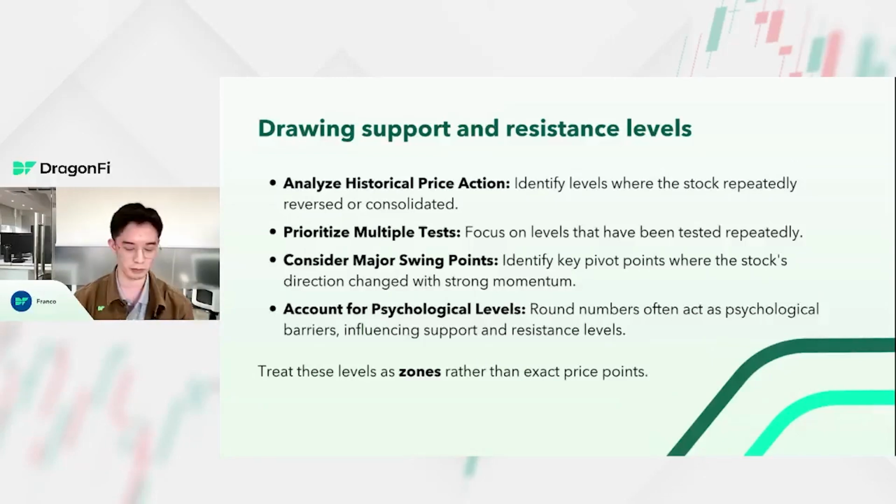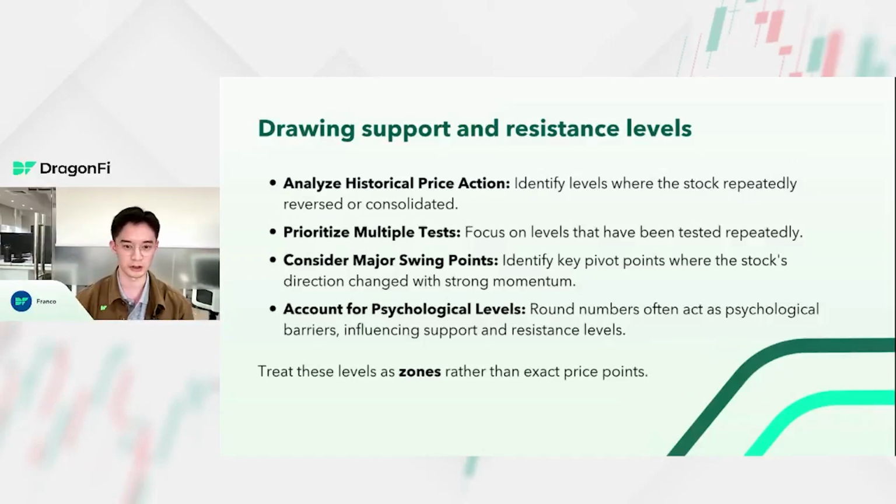The more times a support level or resistance level has been tested, the more significant it becomes, signaling a stronger potential for a reversal. So if it keeps hitting a certain level, for example 10 pesos, without breaking out above 10, then most likely you will see that repeat until a significant volume comes in and breaks that resistance level. Another method is to identify key pivot points where the stock has changed direction with strong momentum. And the last one is to account for psychological levels.